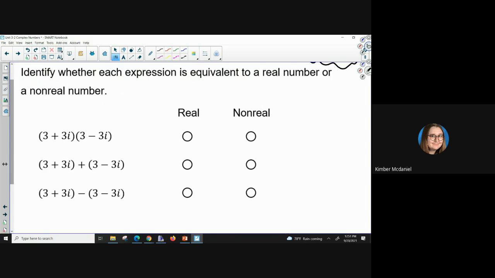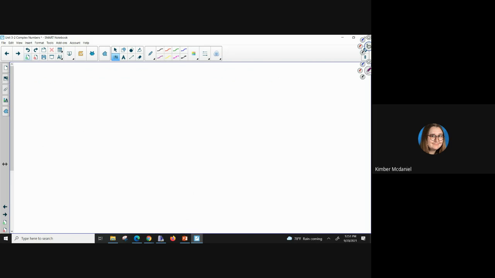Okay. Again, I'm going to do these in 3 different colors. So I'm going to start with this first one. Now, in your notes, you can just work this down at the bottom, but everybody needs to be writing this down. So I'm going to start with (3 + 3i)(3 - 3i). Now, even though we have not seen one like this in the notes yet, somebody tell me what you think we're going to do.